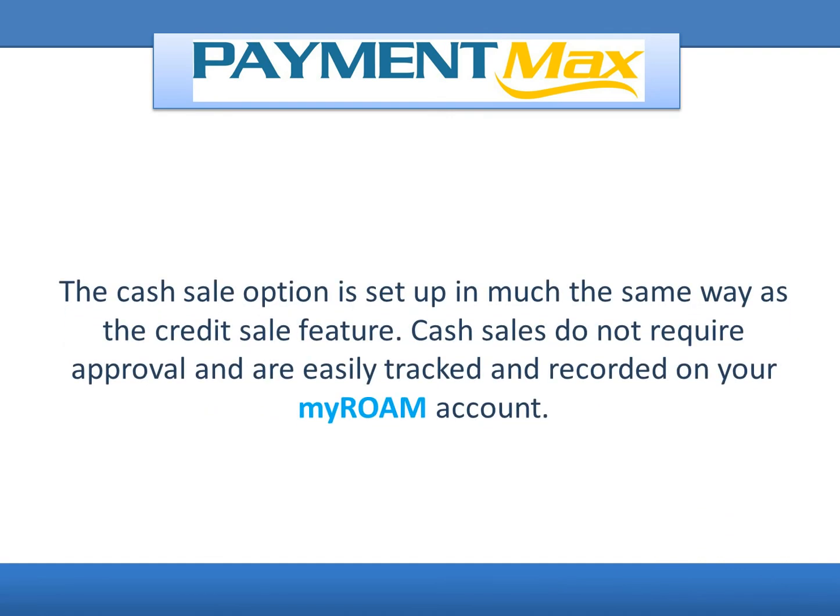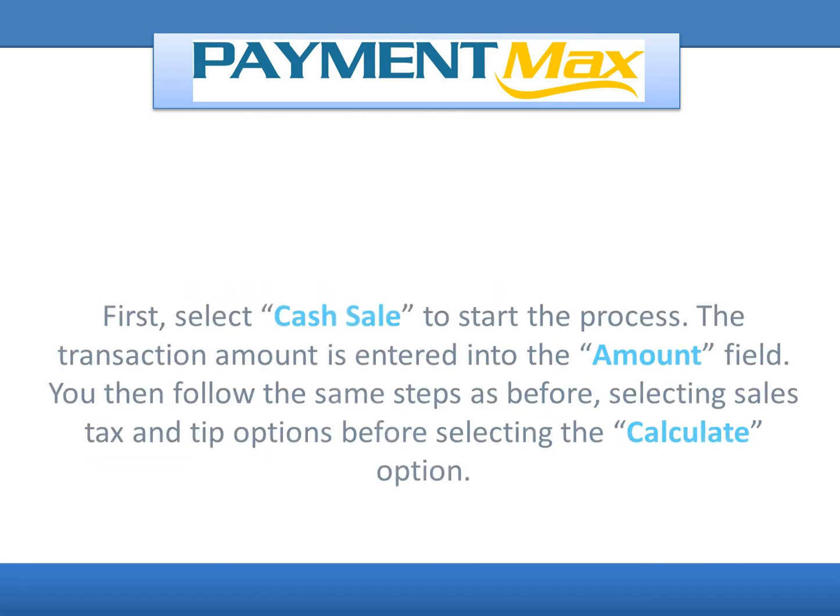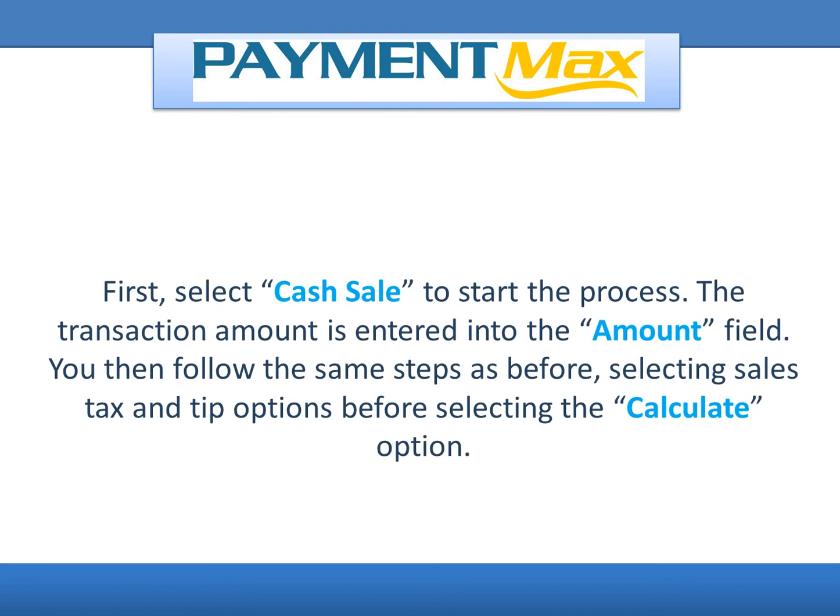The cash sale option is set up in much the same way as the credit sale feature. Cash sales do not require approval and are easily tracked and recorded on your MyRome account. First, select Cash Sale to start the process. The transaction amount is entered into the Amount field. You then follow the same steps as before, selecting Sales, Tax, and Tip options before selecting the Calculate option.